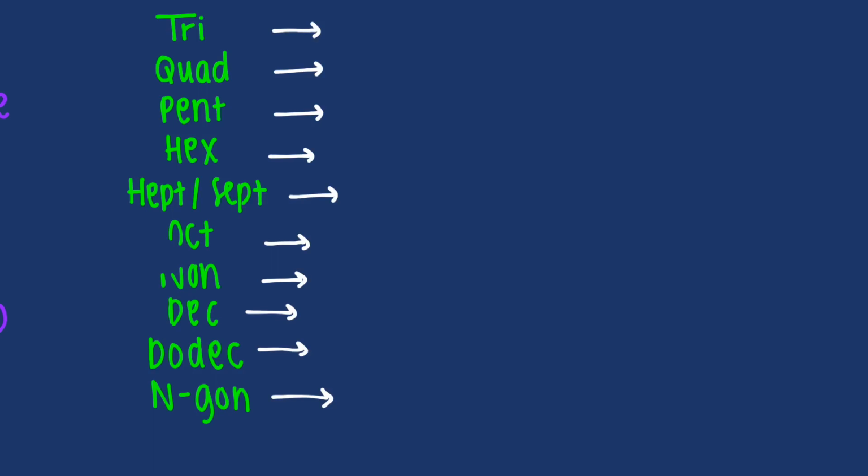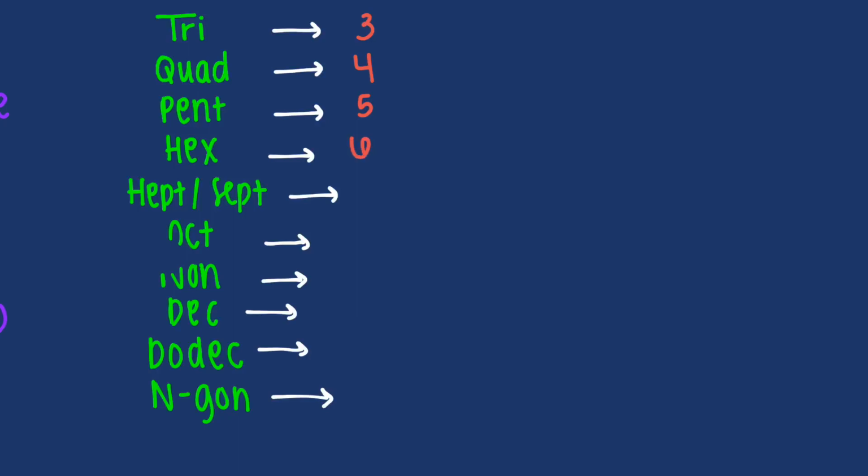Now we have dealt with this prefix table before. I'm going to go ahead and redo it with you just in case you forgot what these prefixes mean. If you don't need them, you don't have to write them, but it's just up to you. Remember, tri means 3, so this is a shape or polygon with 3 sides. Quad is 4. Pent is 5.